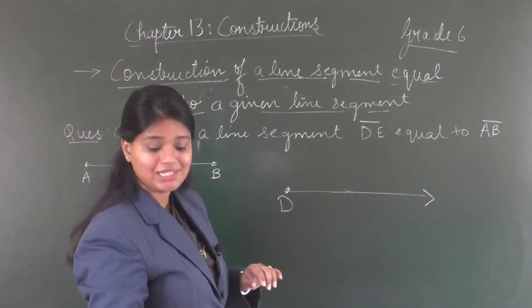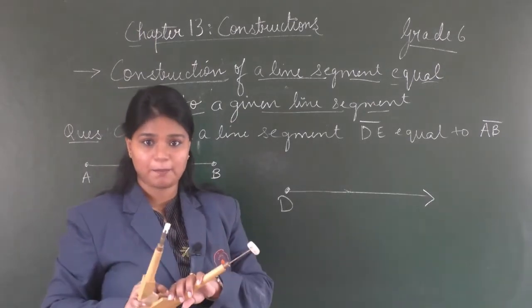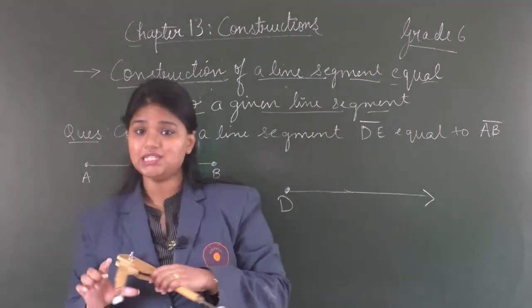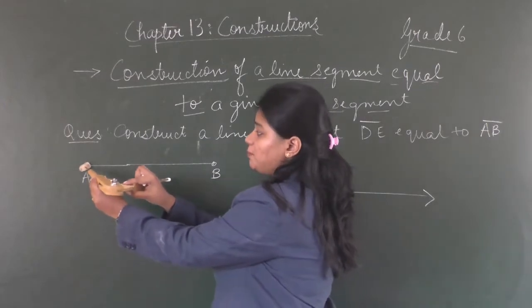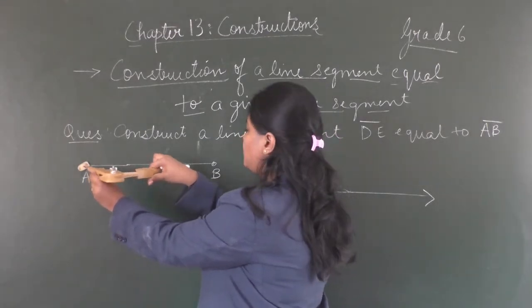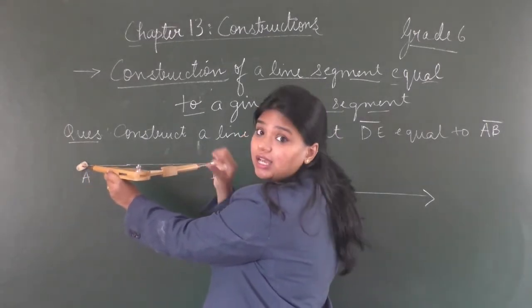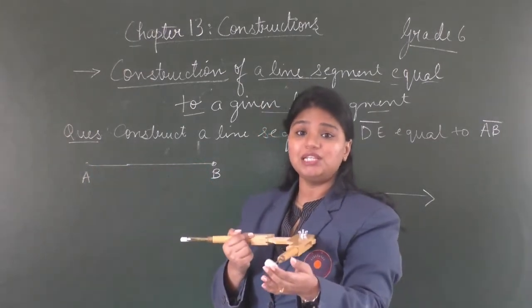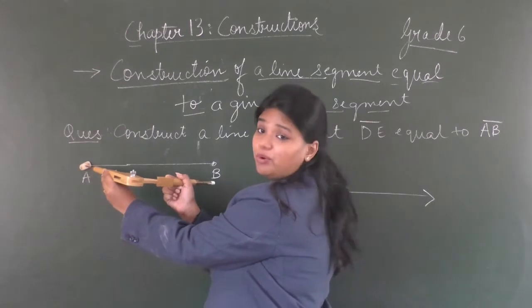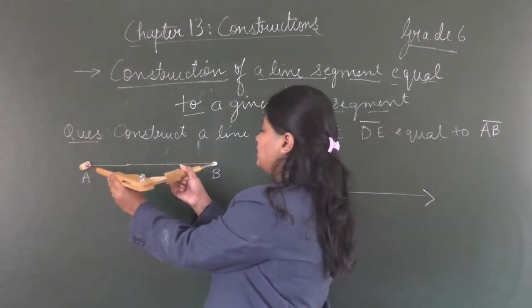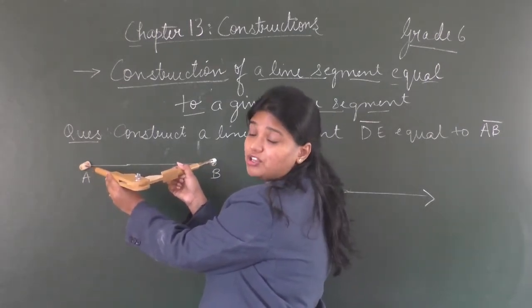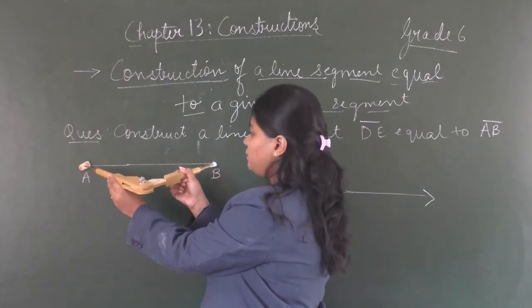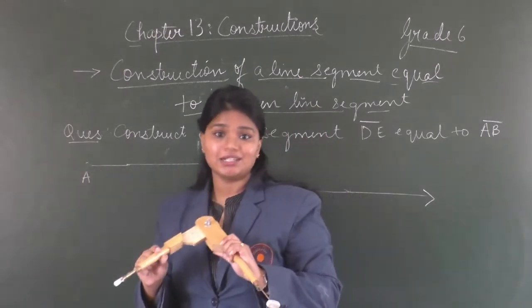Now what you will do, the second step, you have to take your compass and you have to place the needle of the compass on A and open the second arm up to point B. Okay, so you have taken your compass, you will keep the needle of the compass on the starting point of A and the next arm on point B. So you have got a certain measure.